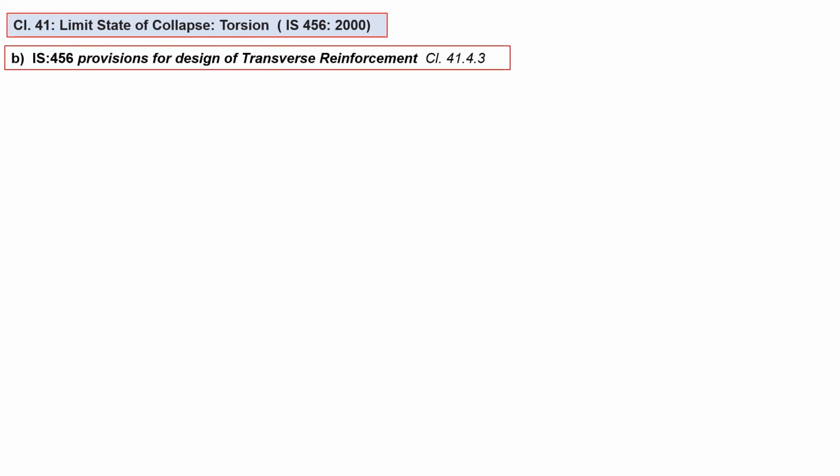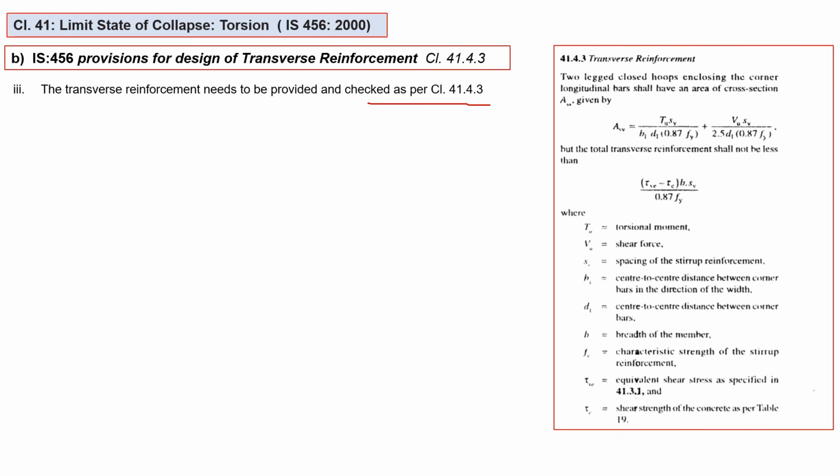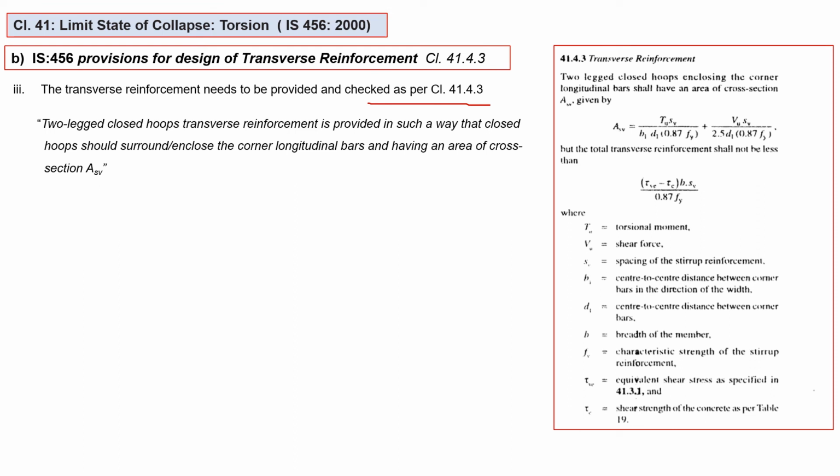Now, what are the codal provisions for the design of transverse reinforcement? That is clause 41.4.3. So the transverse reinforcement needs to be provided and checked as per clause number 41.4.3. So this we have already discussed in the previous slide also. Now let us elaborate it. What the code is saying is, two-leg closed hoop transverse reinforcement is provided in such a way that closed hoops should surround or enclose the corner longitudinal bars and have an area of cross section at least equal to ASV.